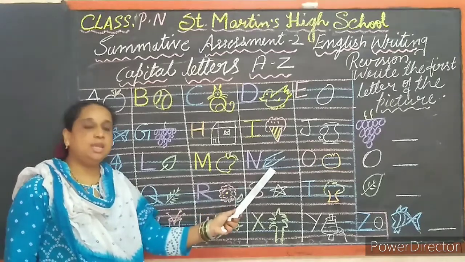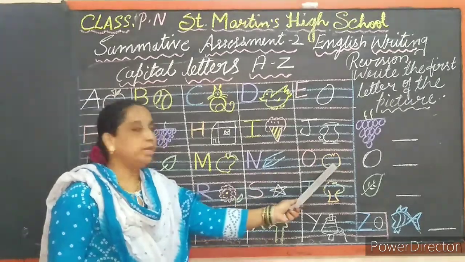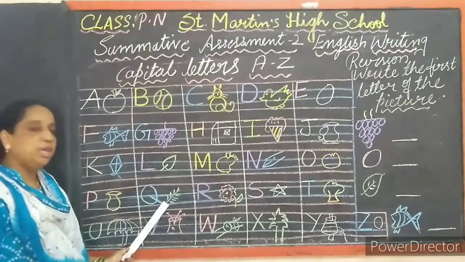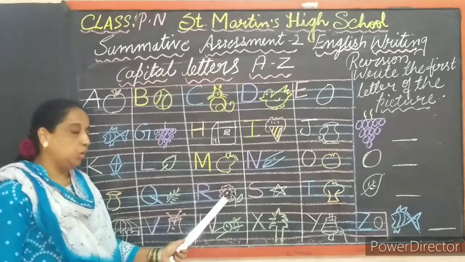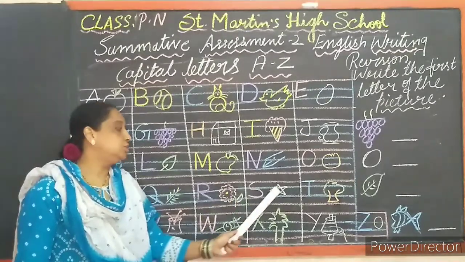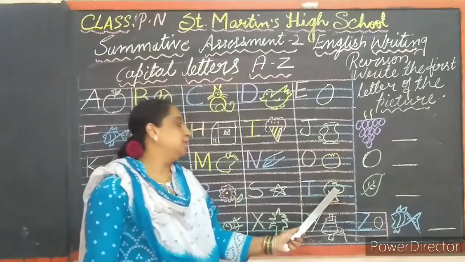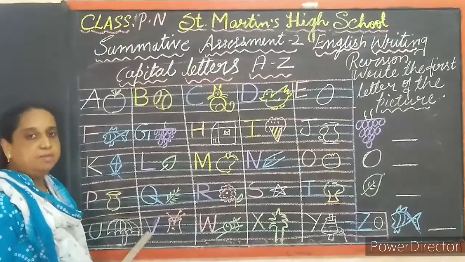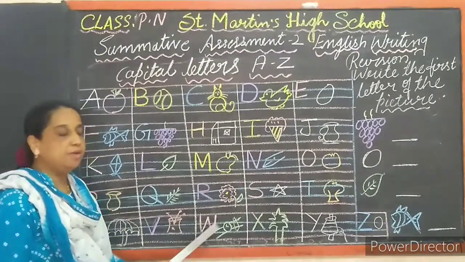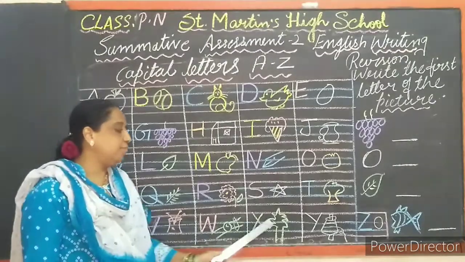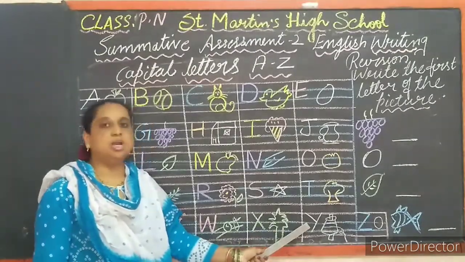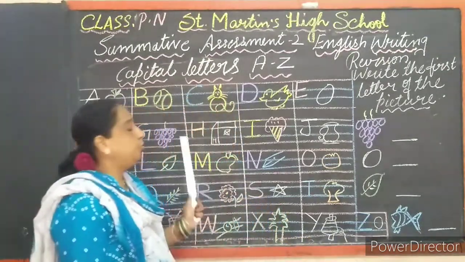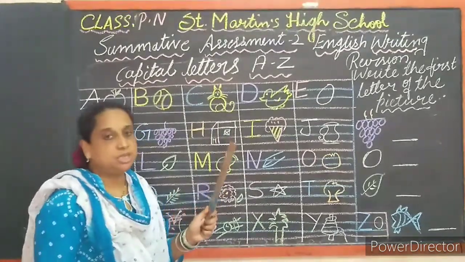N for name. O for orange. P for pot. Q for quail. R for rose. S for star. T for tree. U for umbrella. V for vase. W for watch. X for Xmas tree. Y for yarn. Z for zero. Now I hope you all repeated the letters with the picture after me.